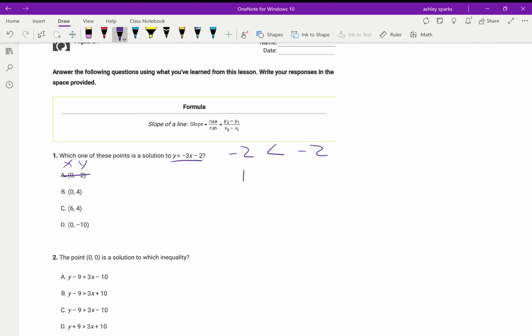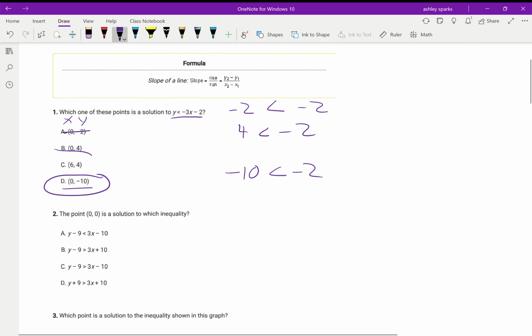We have y is 4. X is once again 0, so that would go away, and minus 2. 4, definitely not less than minus 2, so let's get rid of that one. I'm actually going to try D next because it has another 0, and 0 is making my life real easy. So I'm going to do negative 10, less than, again, x is 0, so that would go away, and I'm left with that negative 2. Negative 10 is indeed less than negative 2, so that would be my answer.